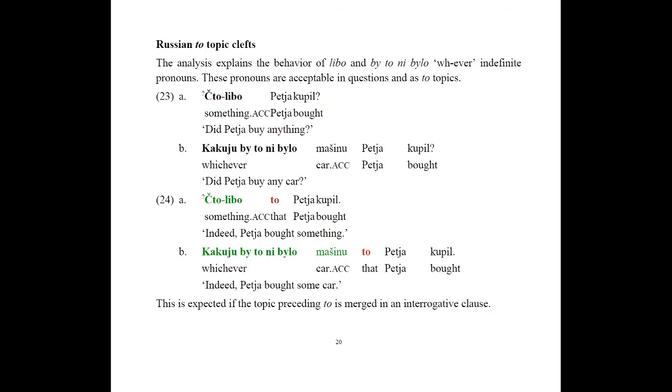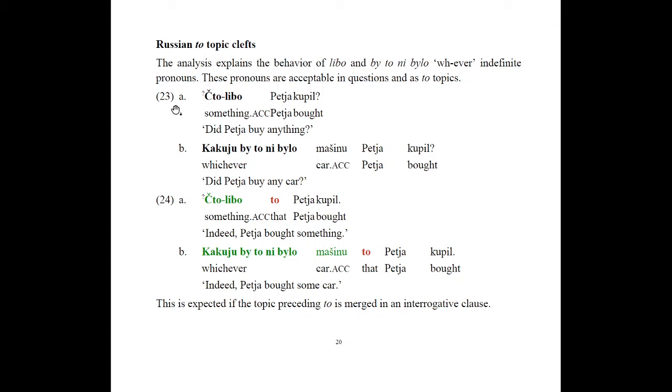That's ungrammatical. However, these pronouns are acceptable in questions. So if I turn this sentence into a question, что-либо Петя купил, "did Peter buy anything," as a question, the sentence becomes licit and grammatical. And similarly, these pronouns are acceptable as tautopics. So as a simple topic, it's ungrammatical to use such a pronoun, but as this topic, it suddenly becomes completely normal. So I can say something like что-либо Петя купил, "something that Peter bought. Indeed, Peter bought something." And so we suggest that this sort of patterning of tautopics with questions is expected if the topic preceding to is merged in an interrogative clause.